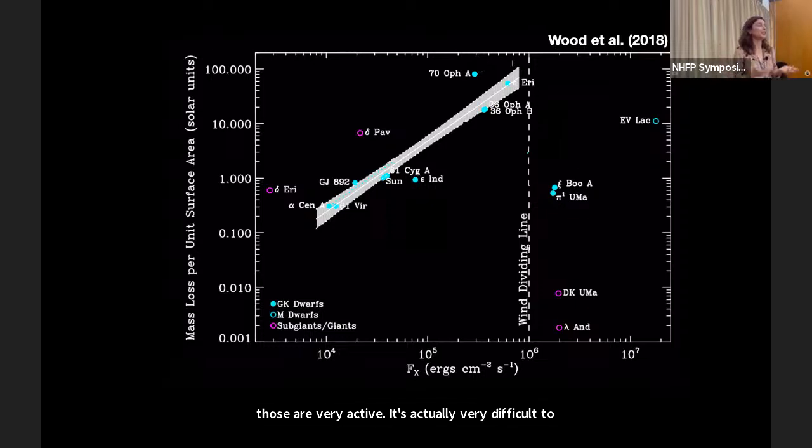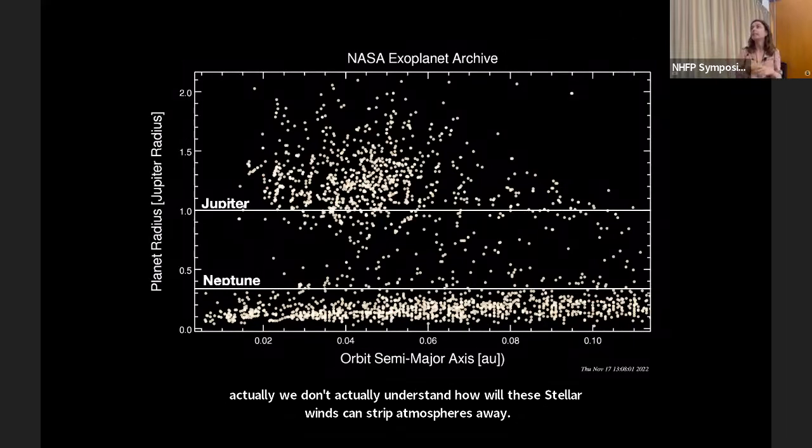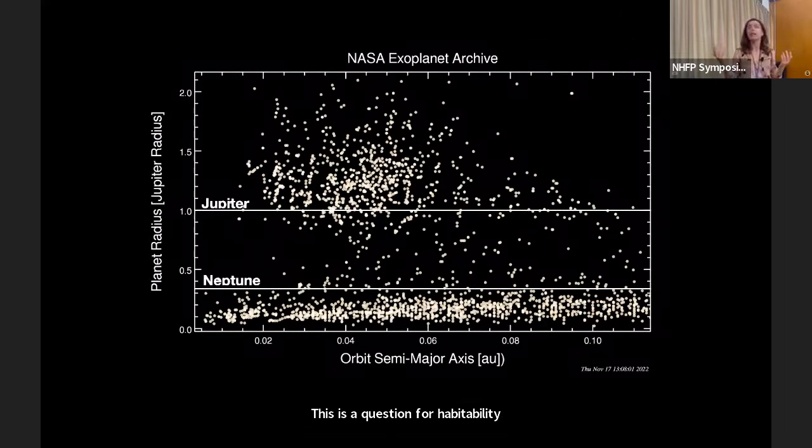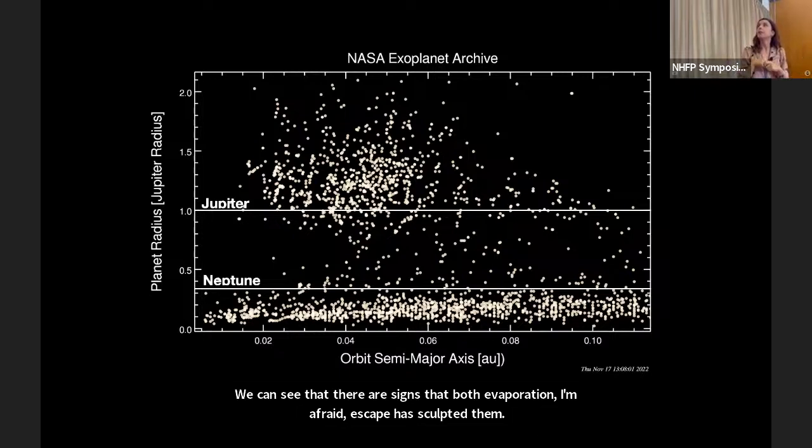Now, a stellar wind can strip away a planetary atmosphere, but we actually don't know how strong these stellar winds are, and we don't actually understand how all these stellar winds can strip atmospheres away. So this is a question for habitability, this atmospheric escape. Also, when we look at the population of known planets, we can see that there are signs that photoevaporation, atmospheric escape, has sculpted them. So these are all of the planets closer than about 0.1 AU.